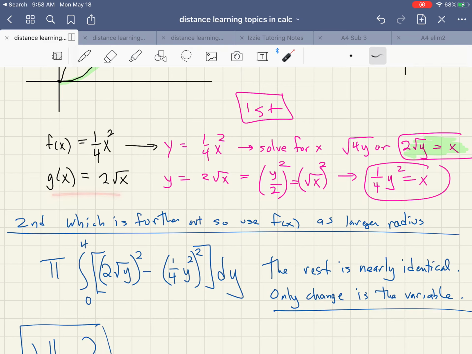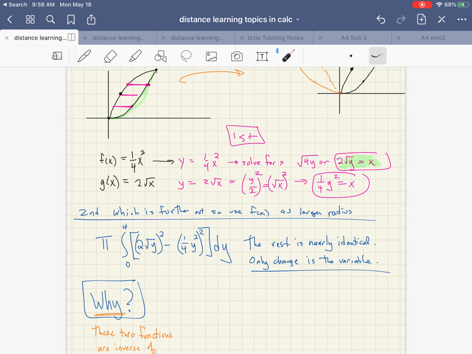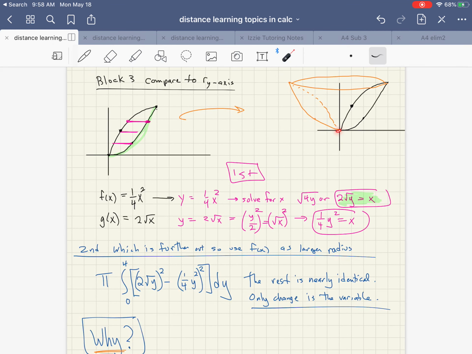And then y equals 2 root x, divide by 2, and then square both sides. I end up with 1/4 y squared equals x. The difference now, though, is if I look at the outer function, it is now y equals 1/4 x squared, even though it's in terms of y, which is this equation. So when I look at this one, again, here's the shape. It's just kind of flipped on its side.